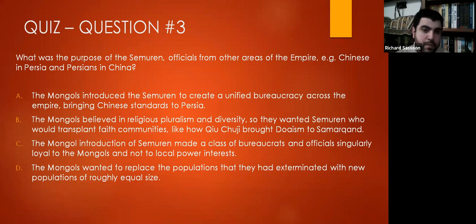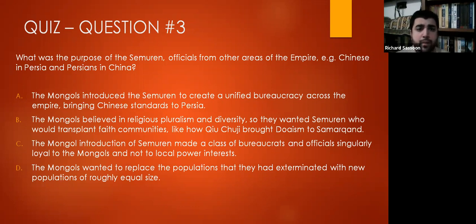Answer B is false, because even though the Mongols had a sense of religious pluralism and diversity, they weren't interested in the active proselytization of new faiths or creating religious diversity. They just sort of respected what there was, especially if those people of those religions could pray to their god to ensure Mongol success. D is false, because there's no way that the Semuren would replace the populations that they exterminated. We're talking about 1 to every like 10,000 was the ratio of the kind of people that they brought over. So there's no way that they would replace anybody.